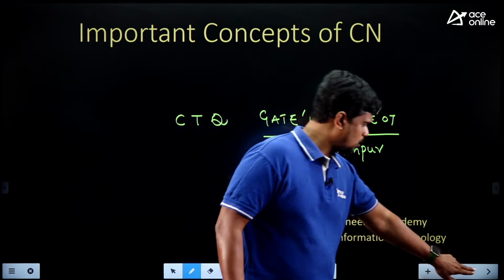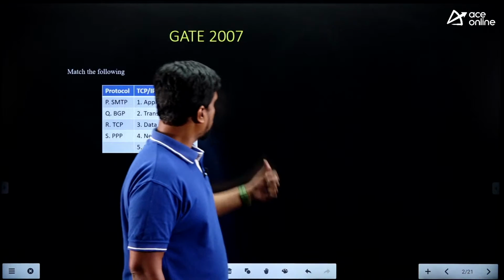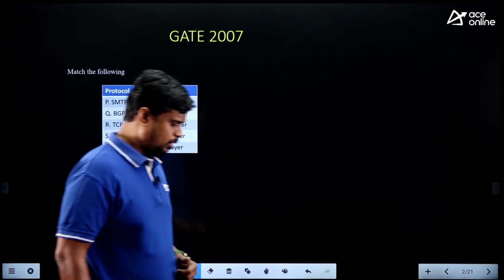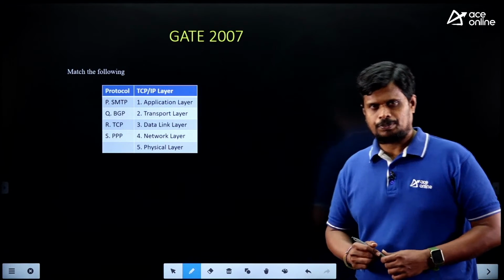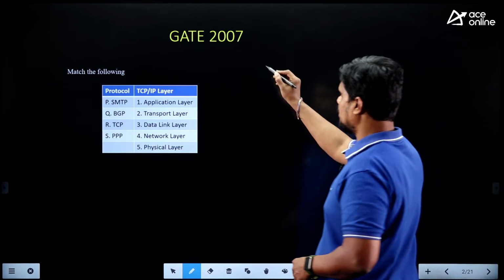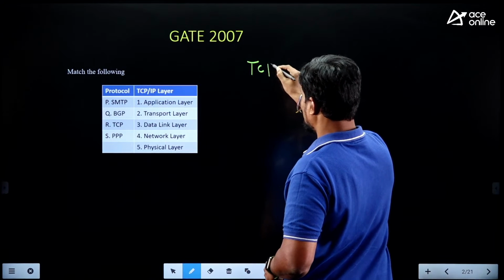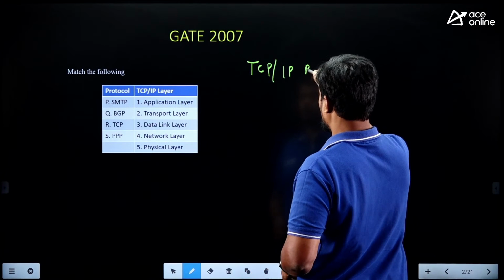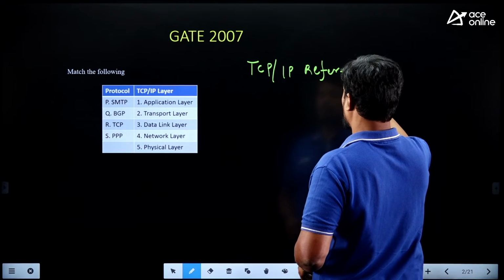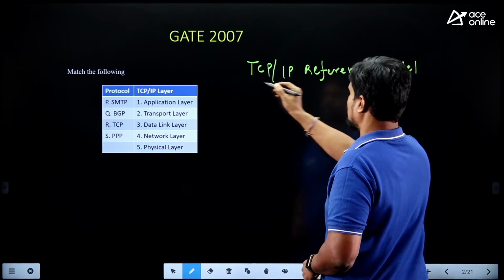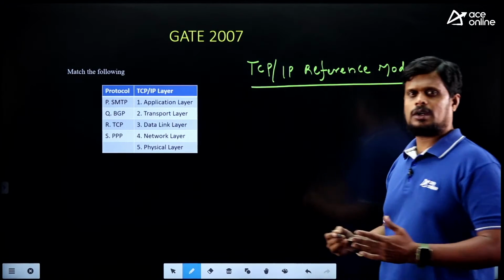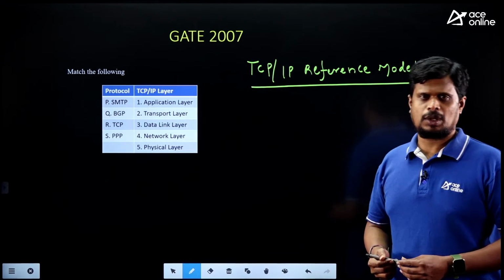The questions based on the 2007 paper. If you consider this first question, which is a very simple question, it is based on the TCP/IP reference model. If you recall the TCP/IP reference model diagram, just by looking at the diagram, you can easily answer this question. So what is the diagram for the TCP/IP reference model?